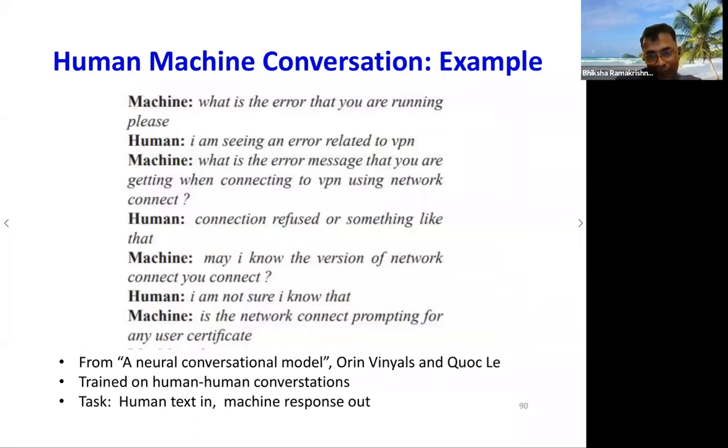This is from a dialogue system. This is the paper by Oriol Vinyals and Quoc Le. Here the human says something and the machine responds. The machine starts with, what is the error that you're running, please? Then the human's input is, I am seeing an error related to VPN. The sequence-to-sequence model's output in response is, what is the error message that you're getting when connecting to VPN using network connect? The human responds, connection refused or something like that. The machine's sequence-to-sequence output is, may I know the version of the network connect to connect? So this is very plausible, and this is automatically obtained. It's shockingly good, right? So the model actually really works.